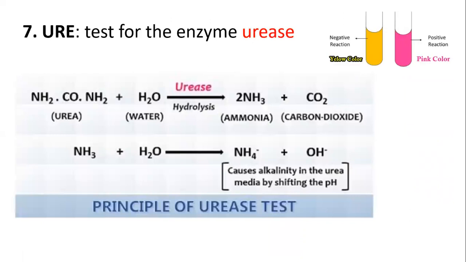Seventh test is the urease test. So the urease test, you all know about it, what the urease test is. We provide urea to the bacteria, and if it has the urease enzyme, it will degrade it into NH3 and CO2, and after that, the media will become alkaline, and pink color will be produced.